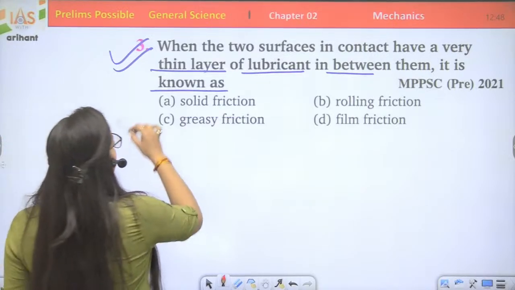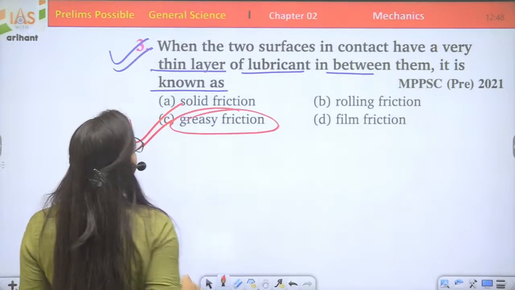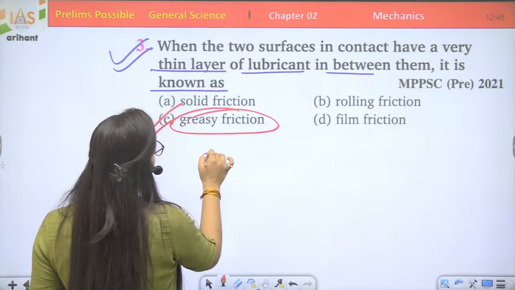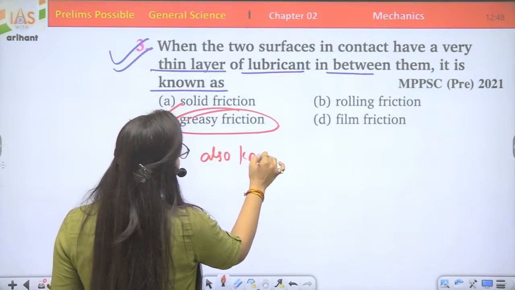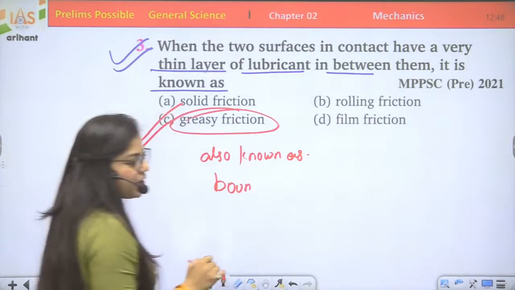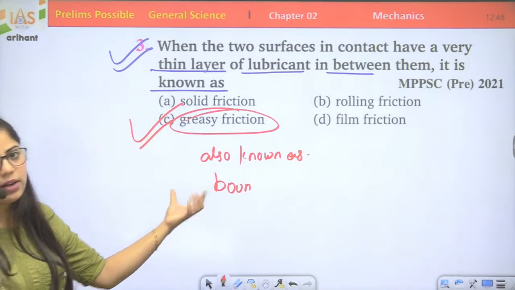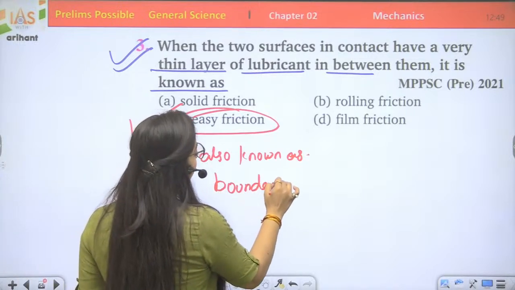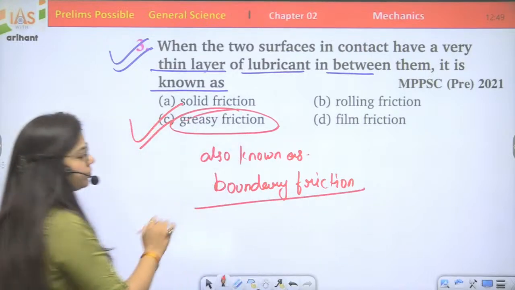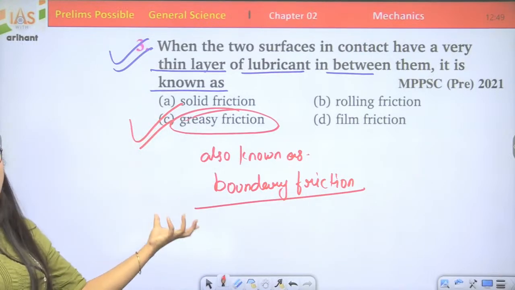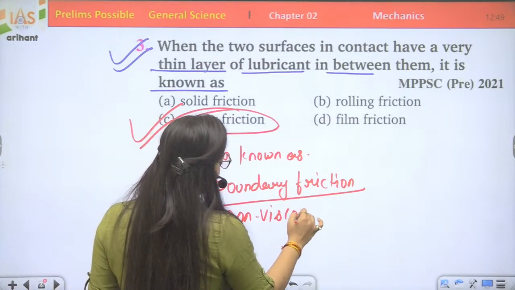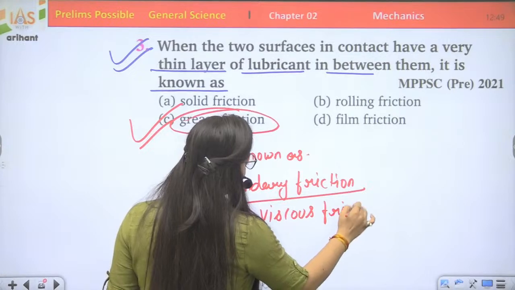Now, the right answer is greasy friction. Greasy friction, also known as bound friction or boundary friction, also known as boundary friction, or non-viscous friction.